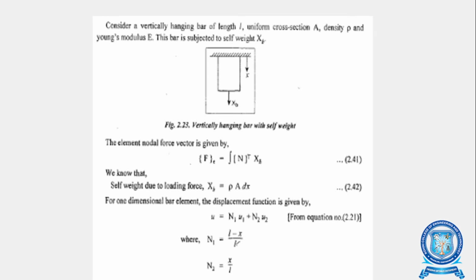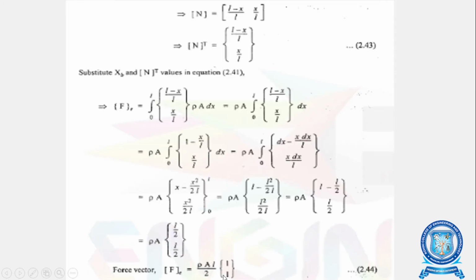Here F is equal to integral of N to the power T into X. The self weight due to loading force Xb is equal to rho into A into dx. For a one dimensional bar element, the displacement function is given by u is equal to N1 u1 plus N2 u2. Here the shape functions N1 is equal to (L minus x) by L and N2 is equal to x by L. So the N matrix is [(L minus x) by L, x by L], and the N transpose is the same as a column.